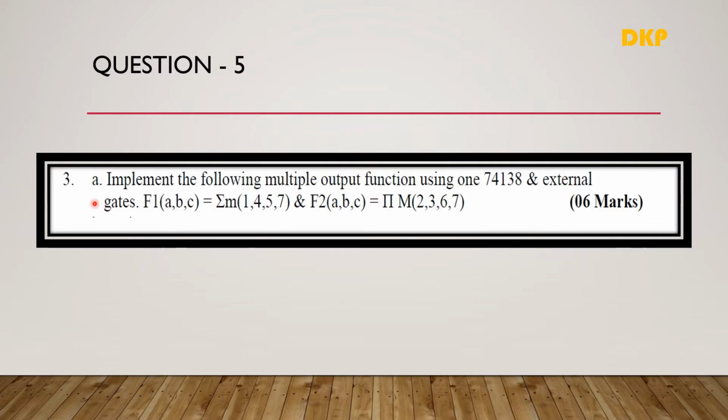Here is the fifth question. Implement the following multiple output function using 74138 and external gates. F1 of ABC is equal to summation M 1457 and F2 of ABC is equal to pi M 2367.